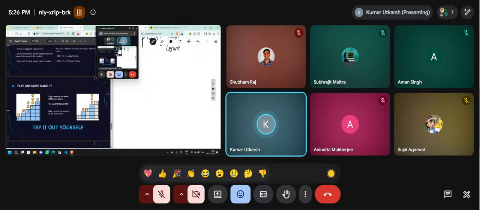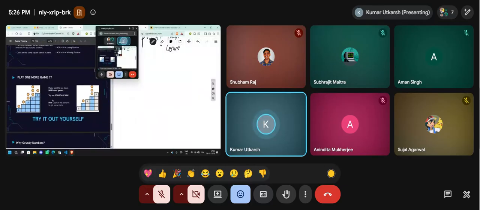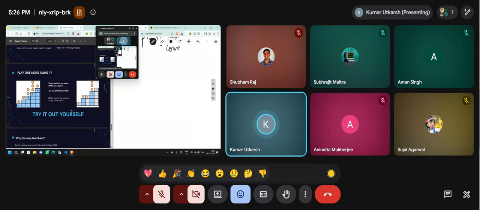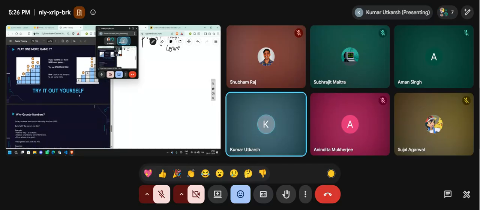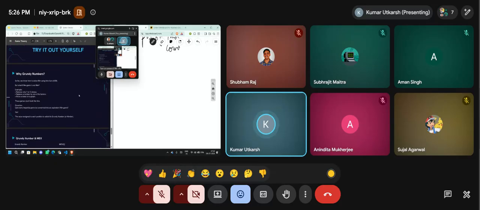There's another game called Staircase Nim, and there are many more games. You can try out Staircase Nim on your own. It has a very similar concept, where the number of steps are the values you can move to the left. You can search for the question and try it out yourself. And henceforth, let's discuss what Grundy numbers are.